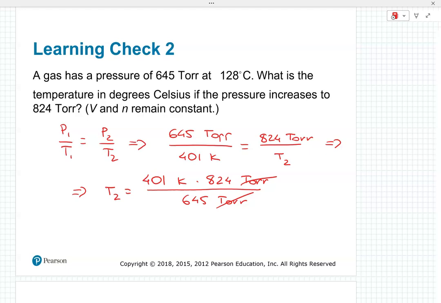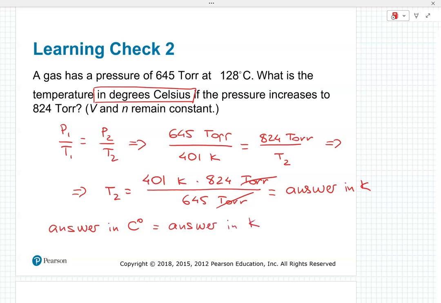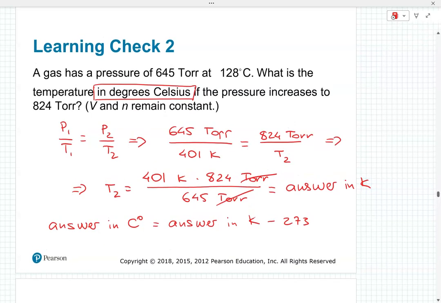Again, we're not going to get through the calculations, but remember this: if you see temperature in degrees Celsius, make sure that whatever your answer is in Kelvin, your final answer will be the answer in Kelvin minus 273. Questions? All right.